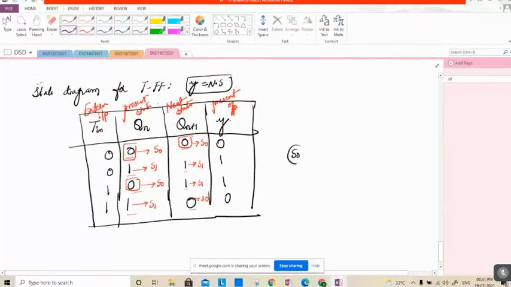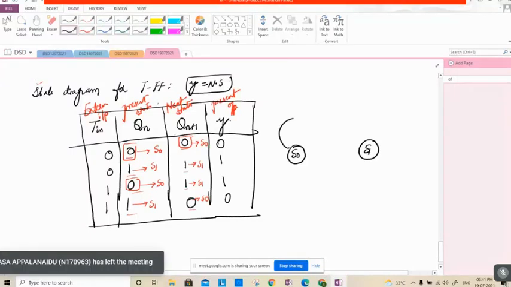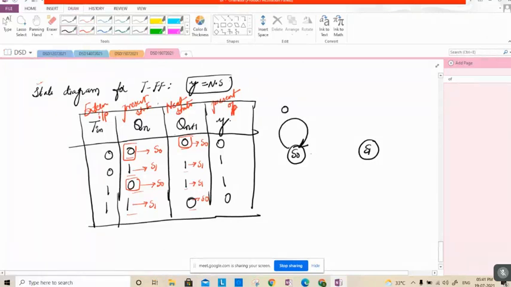Right, S0, S1. In S0, if T is equal to 0, what will be the next state? 0. Same state. If T is equal to 1, what will be the next state? 1, sir.